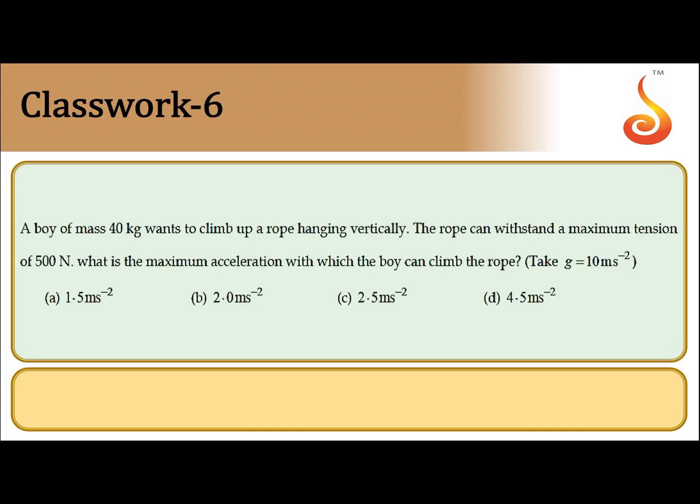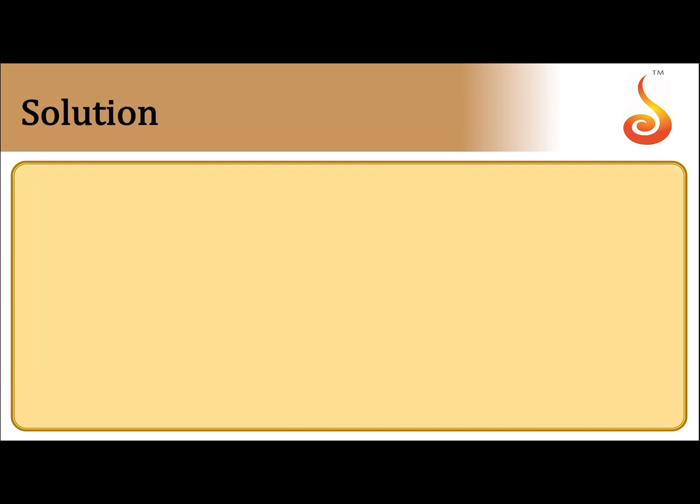Question number 6. A boy of mass 40 kg wants to climb up a rope hanging vertically. The rope can withstand a maximum tension of 500 Newton. What is the maximum acceleration with which the boy can climb the rope? Read the problem carefully. Boy wants to climb. The rope has a certain maximum breaking tension, and the maximum acceleration with which the boy can climb is to be calculated. Good.